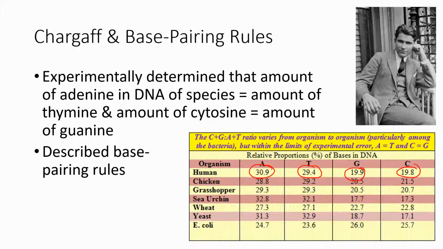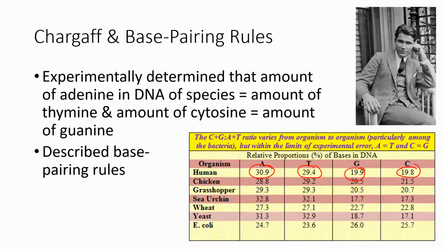And the relative proportion of guanine in the organism's genome would always be relatively equal to the proportion of cytosine, meaning that for every cytosine, there would be a guanine. And this is how he determined that A and T will always pair with each other, and C and G will always pair with each other.